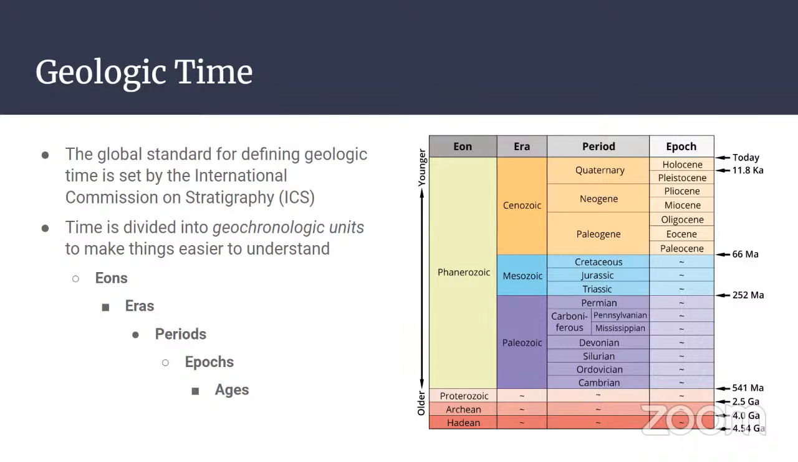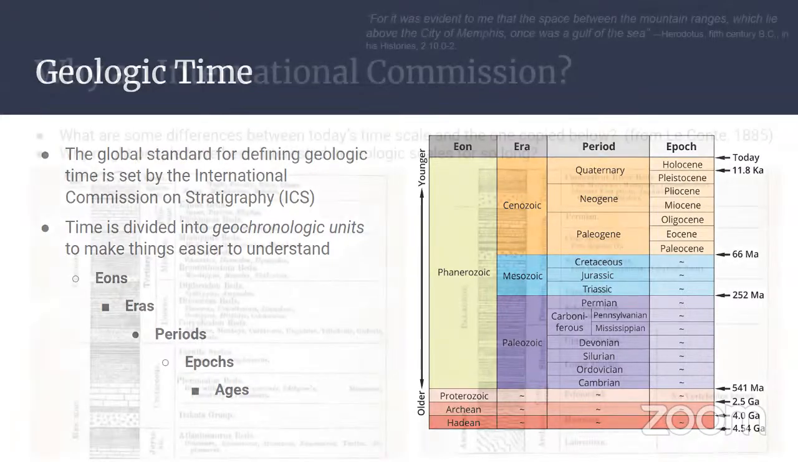Then as we move across, we're moving into eras. Then our next group are periods. Then we have epochs, and then we have ages. And each of these is defined internationally by this committee, but based on things that we can see kind of worldwide so that we can equate time when we look at geology around the Earth.